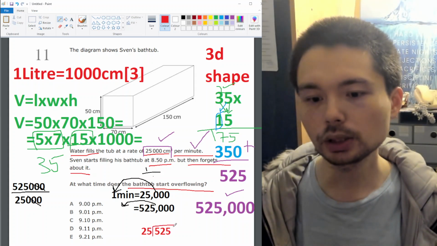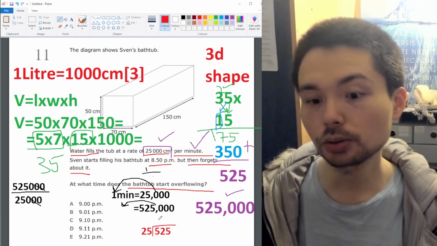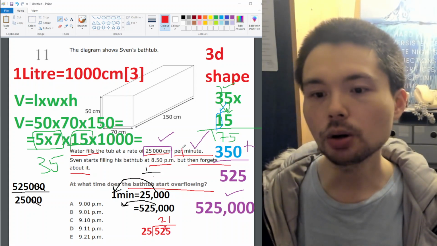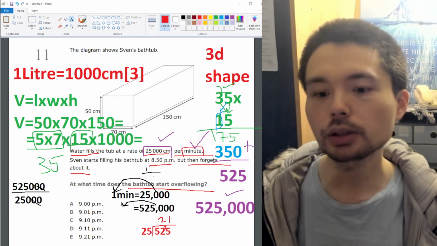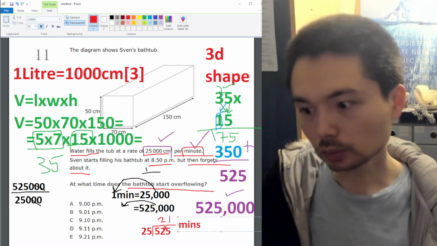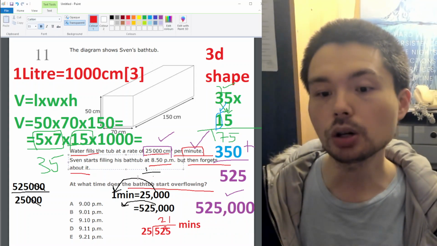Here, 25s into 52. What's that? 25 times 2 is 50. Put 2 here, and the remainder 2, and then the last bit is good. How many 25s in 25? 1. So really, what are we saying? Per minute, so 21 minutes have passed by. And then, well, this tub, Sven's bathtub is overflowing.